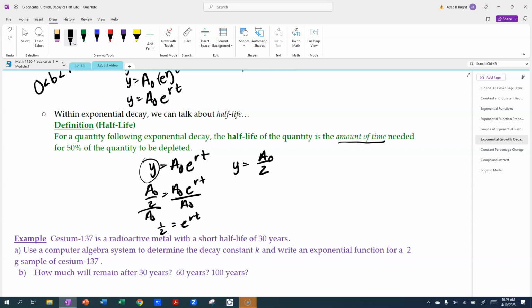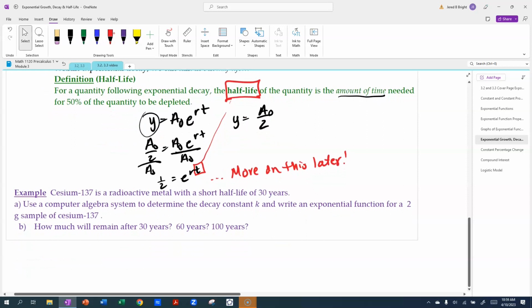Typically in these scenarios, if you're looking for half-life, you're going to have to find what t is. Now, how do you do that precisely? I'm going to say more on this later. We will solve this more precisely. But to do this, we need to get the unknown out of the exponent, which requires an inverse function. So we'll see that coming up.